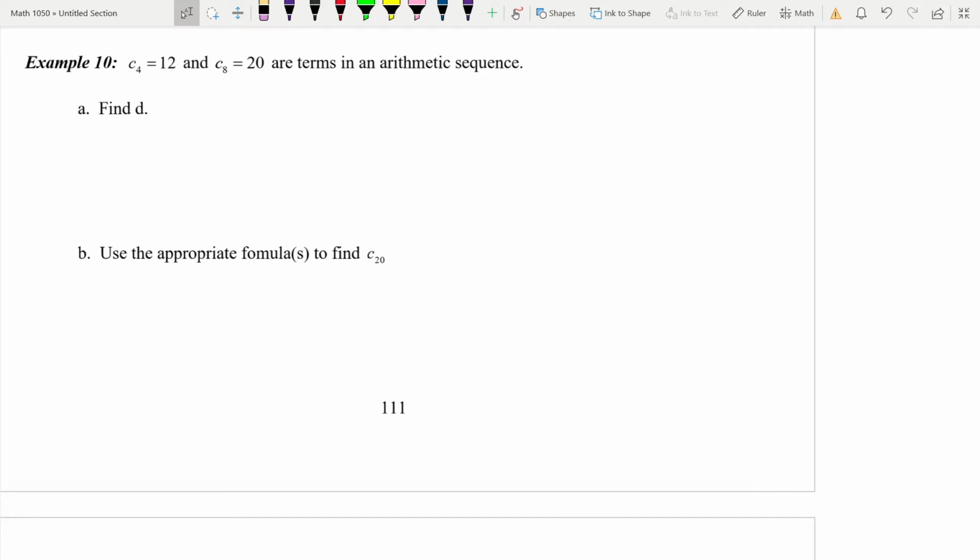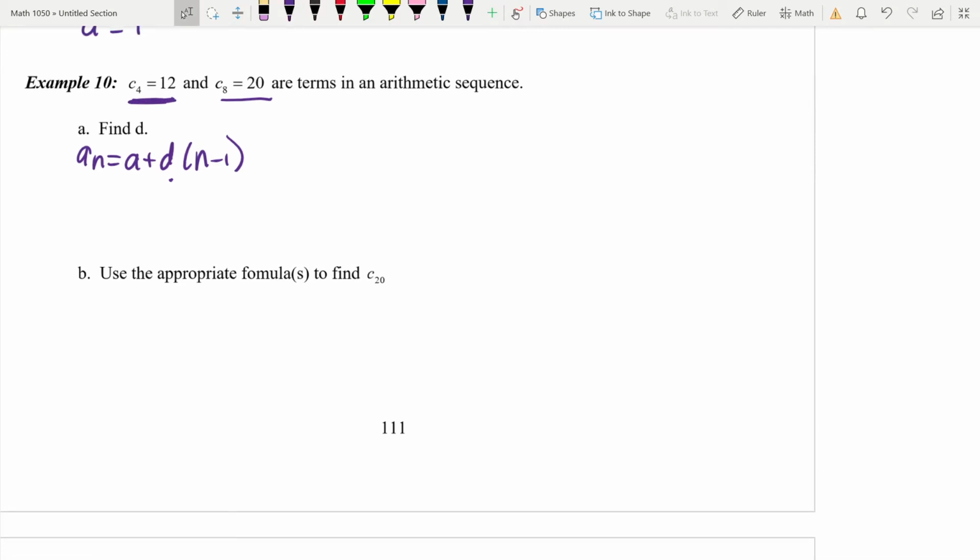Find the common difference. Okay, this is a specific term, this is a specific term. The fourth term is 12, the eighth term is 20. That's what they're trying to tell you. So everybody write down a sub n equals a plus d times (n minus 1). I'm going to apply that formula to this information. Okay, so what I know is a sub n is 12. That's the term. And I know n is 4. Okay, so I'm going to plug those in.